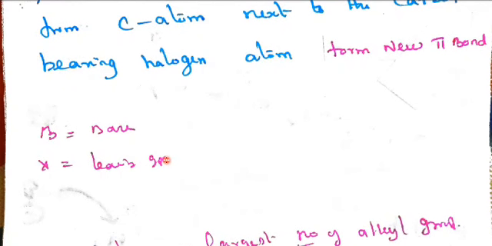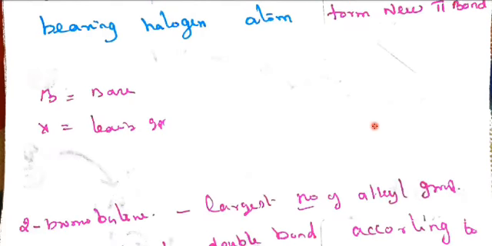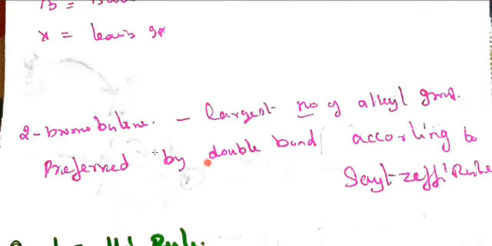Again and again I'm repeating, it is an MCQ point: I minus is the best leaving group compared to other halogens. F minus is a very poor leaving group. Now, 2-bromobutane gives the alkene with the largest number of alkyl groups on the double bond, according to the Zaitsev rule.